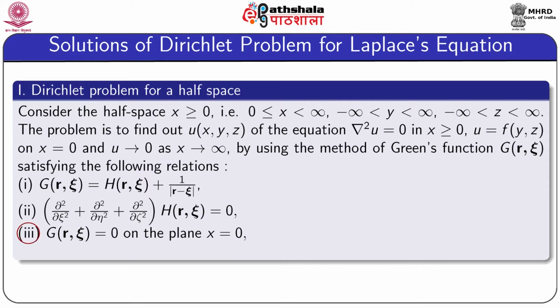And there is a third condition on Green's function, which is that the value of the Green's function G is equal to 0 on the boundary, and for this case the boundary is x equals 0. Therefore, on x equals 0, G equals 0.